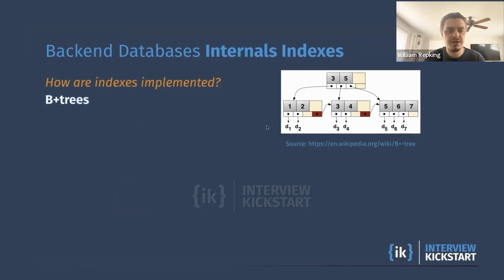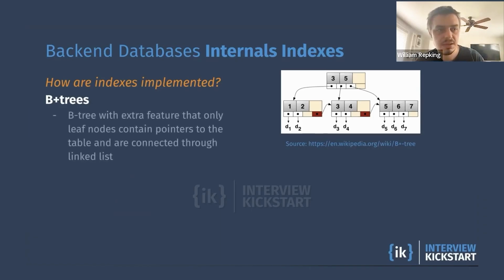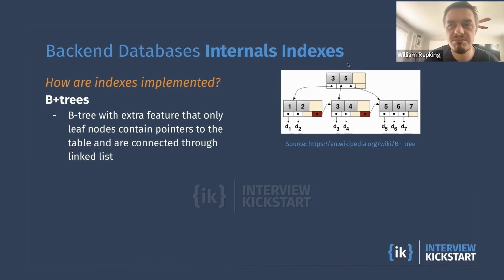Then we have a B plus tree, which is a B minus tree optimized for ordering. So you often hear B plus minus tree because they're very similar and they're almost the same. It's just the B plus tree is optimized for ordering. So a B plus tree is the same thing as a B minus tree, except that it has an extra feature: only the leaf nodes contain pointers to the table, and they're connected through a linked list. So in this case, we've got this B plus tree, and it's the same idea of how you iterate through it.